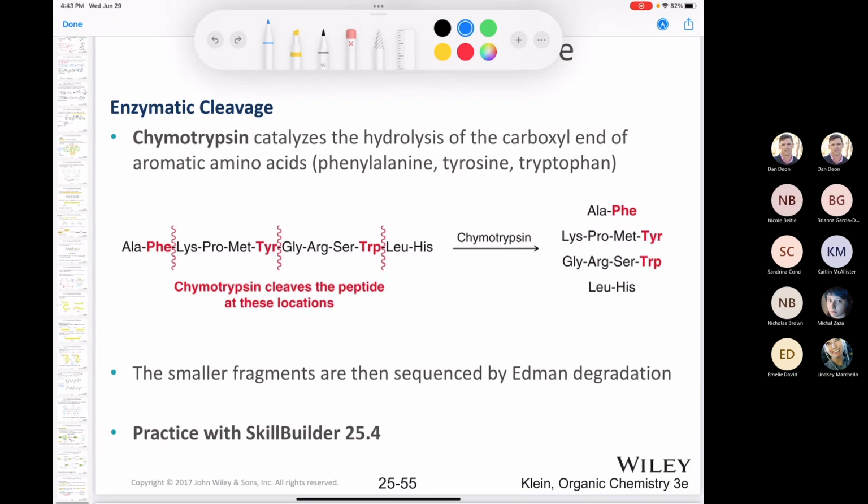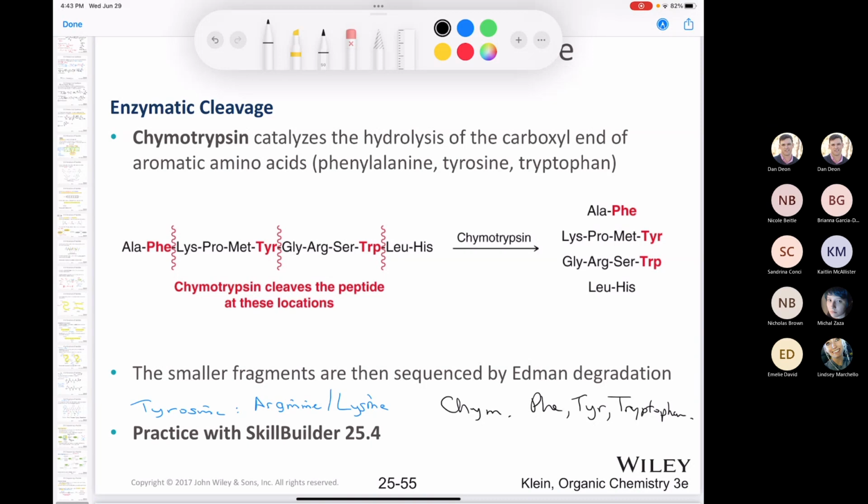It catalyzes the hydrolysis of the carboxyl end, just like trypsin did, but of aromatic amino acids: phenylalanine, tyrosine, and tryptophan. So trypsin does arginine and lysine, and then we have chymotrypsin. It does phenylalanine, tyrosine, and tryptophan. All right, there we go.